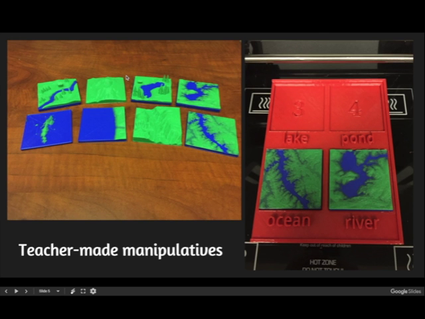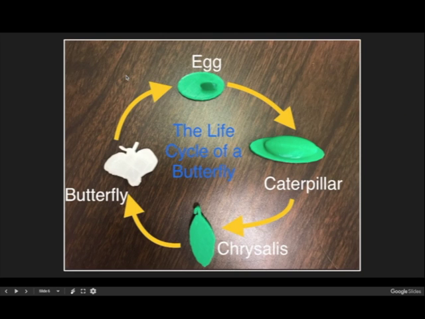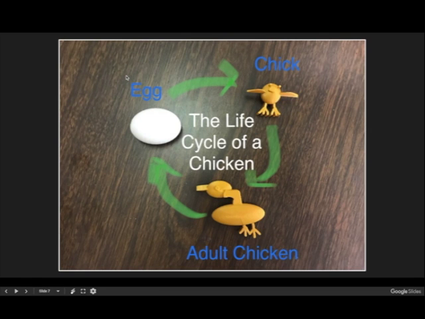We talked about teacher manipulatives, and then we talked about how 3D printing can go all the way down into the K2 level. For example, in this example, the students made a life cycle of a butterfly, and this really cute one with the life cycle of a chicken.